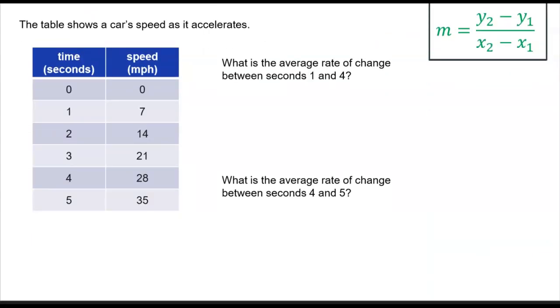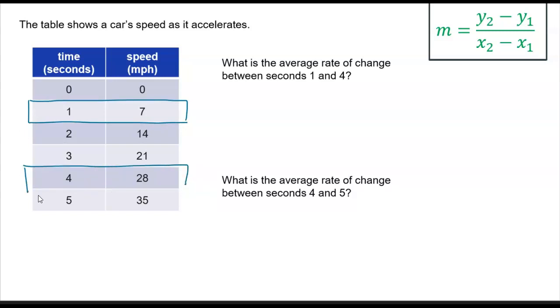This table shows a car's speed as it accelerates. And our first question here is, what is the average rate of change between seconds 1 and 4? Okay, so we have time in seconds and speed over here. And my first thing is I want to mark the points that we are interested in here, 1 and 4. So I'm just going to draw a box around them. There's second 1, and then there's second 4.